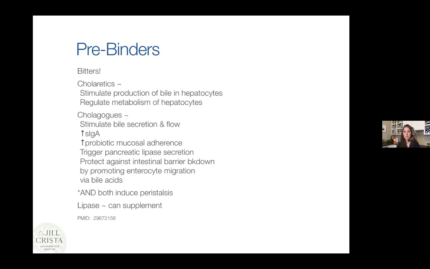We can see that it stimulates bile secretion and flow, but also the immune system of the gut, the secretory IgA, helps probiotics adhere to our mucosal lining, triggers lipase secretion, which lipase itself can degrade mycotoxins, protects against that intestinal barrier breakdown by promoting the next cell to come up. It's like the soldiers line up, and bile acids and bitter will encourage it to come up and replace so that there's no hole in the wall. And things that taste bitter induce peristalsis. So they disrupt that paralyzation that mycotoxins do to the intestinal lining.